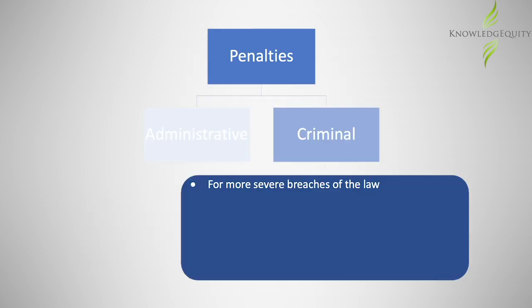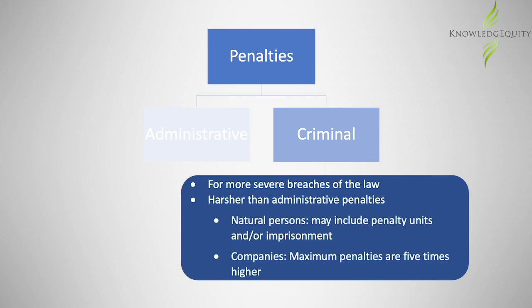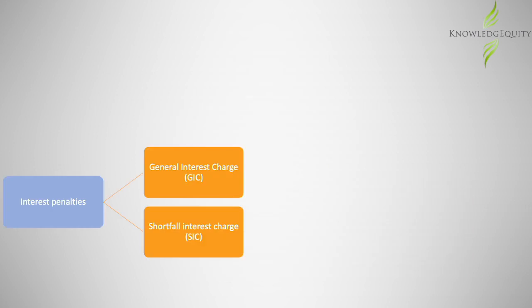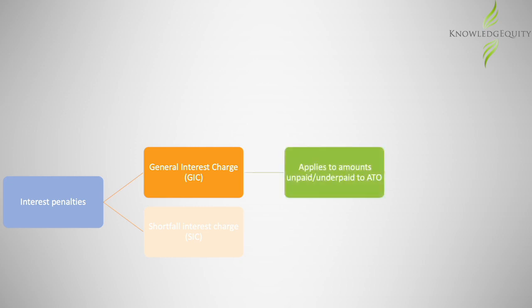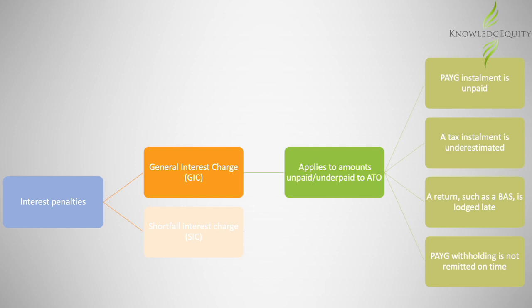This will only be the case for more severe breaches of the law. Criminal penalties are harsher than administrative ones and might include jail time. Interest penalties may also be applied to taxpayers, including the General Interest Charge, or GIC, and the Shortfall Interest Charge, or SIC. Where a taxpayer is late in paying the ATO or underpays the ATO, the General Interest Charge might be payable. This would apply, for instance, where a taxpayer does not pay the PAYG instalment on time.